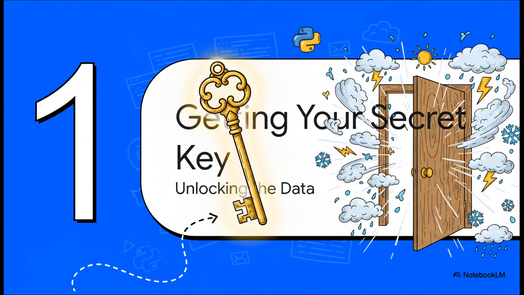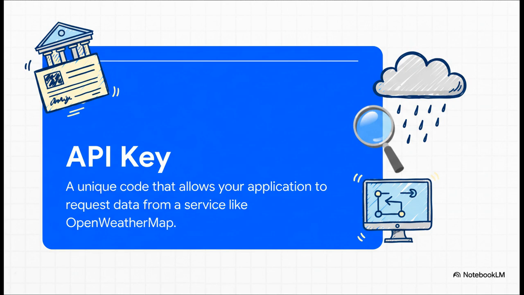Okay, first things first. To get information from pretty much any online service, we need to get permission first. Think of it like a quest. And for our app, our quest begins by getting a special secret key that unlocks this massive real-time library of weather data from all over the globe. That secret key is called an API key.